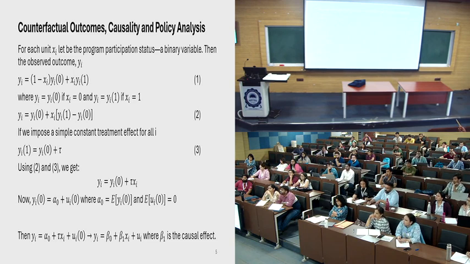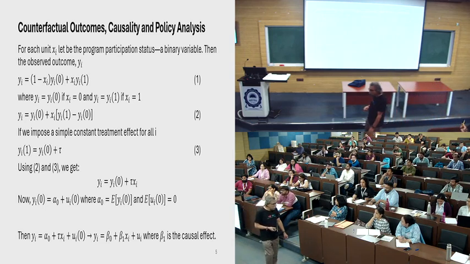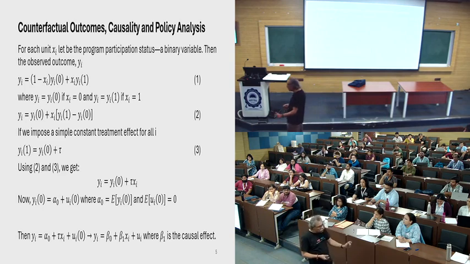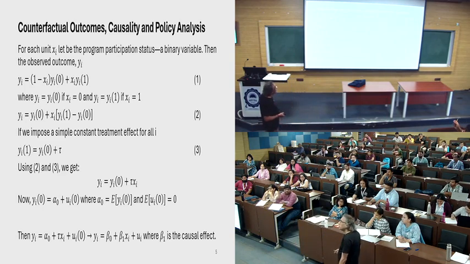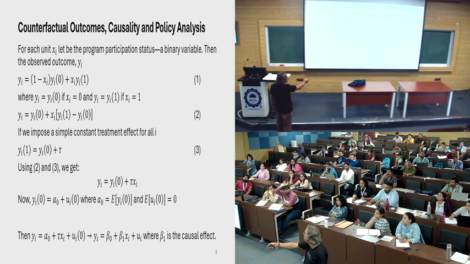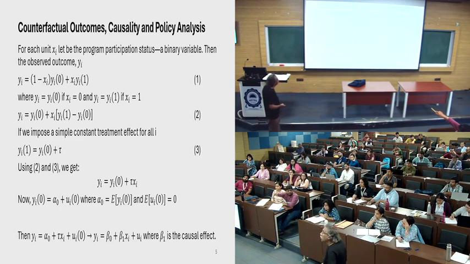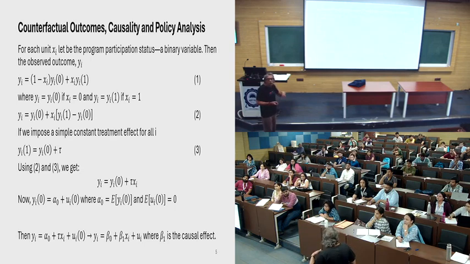So why does this tau not have the subscript i? It is because it's a constant treatment effect. If you have a differential treatment effect, of course tau would vary. The tau is nothing but Yi1 minus Yi0, but since this varies across i, right? So this tau may not vary. People, whoever got the treatment, get some kind of increment.